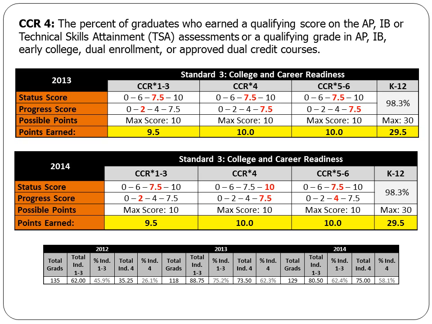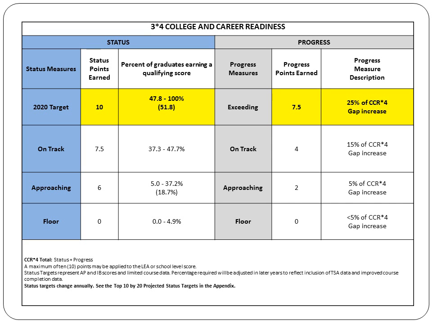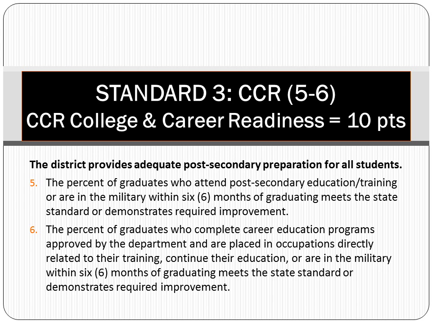At the very bottom of the page, you can see that in 4, from 2012 to 2014, we went from 26.1% all the way up to 50.1% in 14. So we had a great increase, over double. Again, we scored a 2020 target at 10, 51.8%, and we also received 25% of our CCR gap was met at another 7.5 points. So what about Standard 3, CCR 5 through 6?